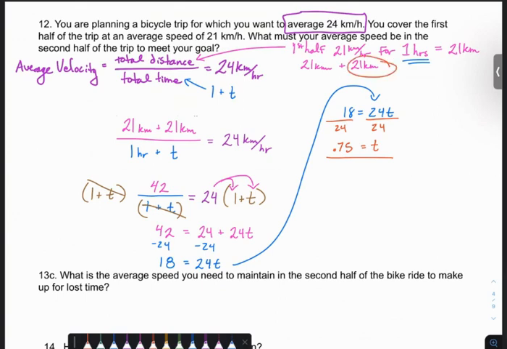So my velocity is equal to my change in position, or how far I went, which is 21 kilometers, divided by my time, so how much time that took, which is 0.75 hours. And so 21 divided by 0.75 is 28 kilometers per hour.